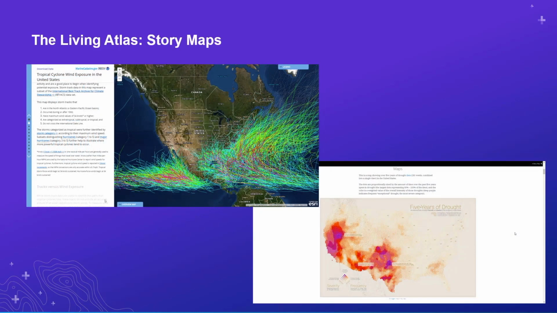There are great story maps through which you can disseminate not only your information or the data, but the analytical procedure, what you did and write about it, or how to interpret the result or understand it. One example is tropical cyclone wind exposure in the United States. The other one is the 5 years of drought, which is an important topic. Both of them are very important and relevant topics for what's going on these days.